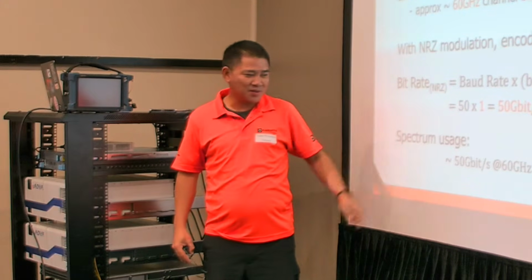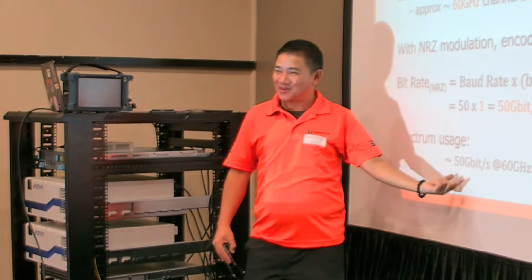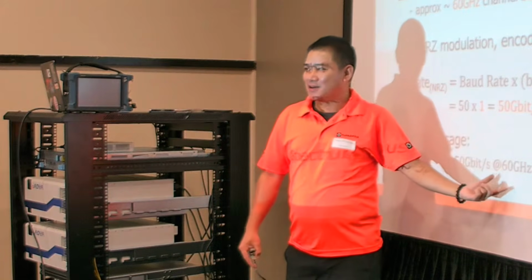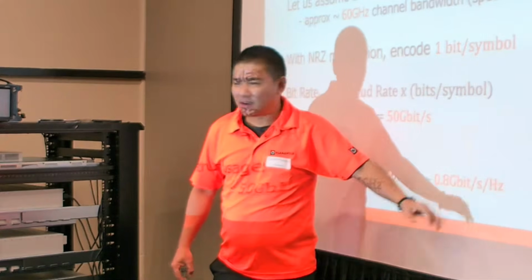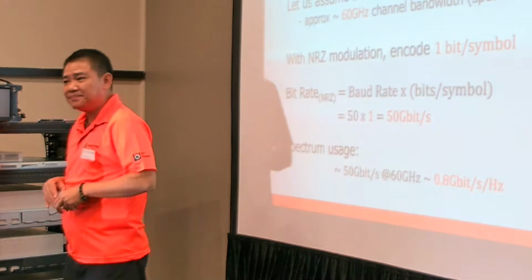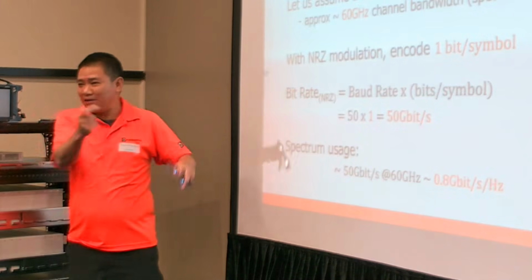What's my spectral usage looking like? I can achieve 50 gigabits at 60 gigahertz. So let's say I'm achieving around 0.8 gigabit per hertz. Just keep this in mind. You don't have to.